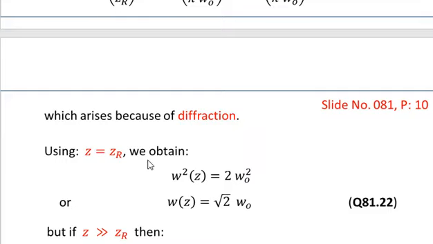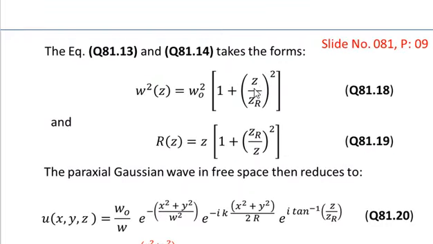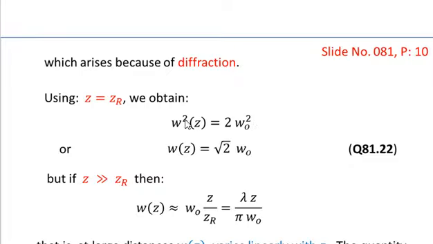Now, using z is equal to zr, we obtain the following. If you substitute the value over here, that is, if you set z in the numerator to be equal to zr, what shall we get? We shall get W square of z is equal to 2 W naught square, or simply W of z is equal to square root of 2 into W naught.